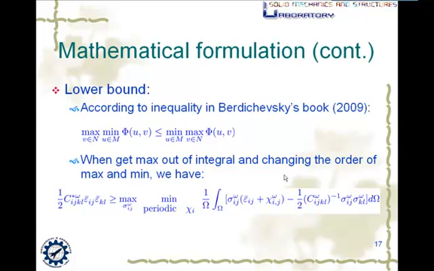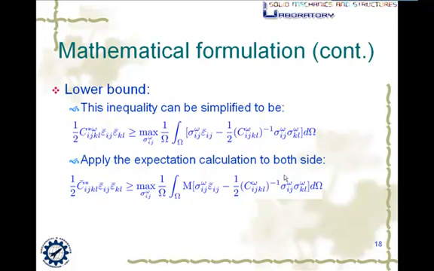According to the inequality here, we can take the max out of the integral, and changing the order of max and min, we have the inequality as this. Using integration by parts and the divergence theorem, the inequality can be simplified to this equation. Applying mathematical expectation on both sides, we can get the second equation.